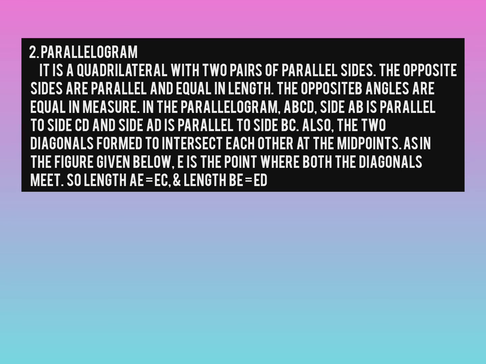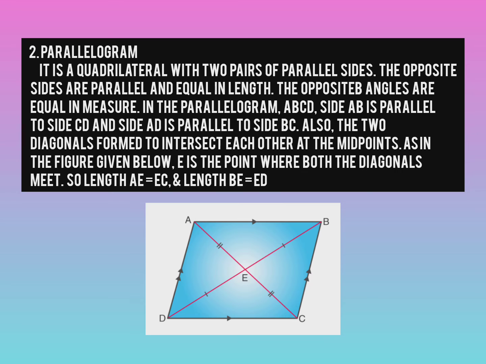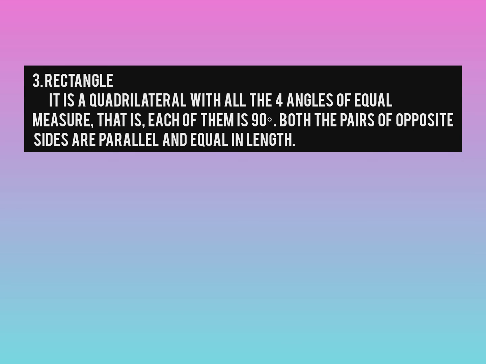Also, the two diagonals intersect each other at their midpoints, as in the figure given below. E is the point where both the diagonals meet. So, length AE equals EC and length BE equals ED. This is the picture of a parallelogram.